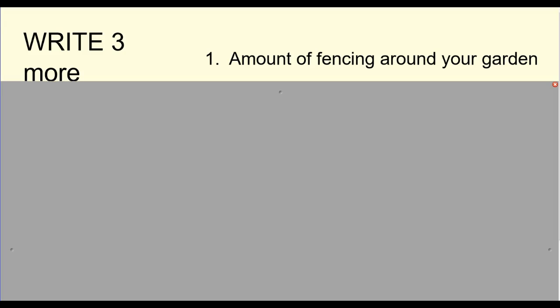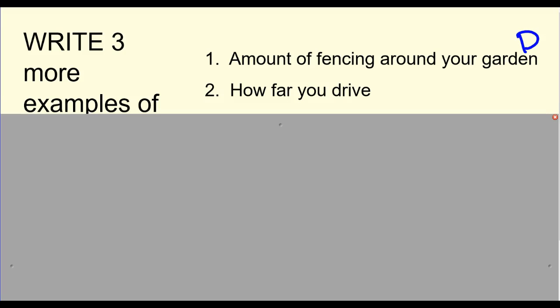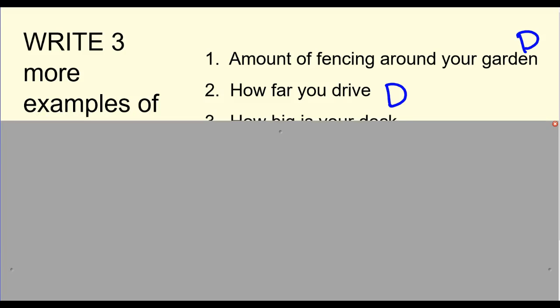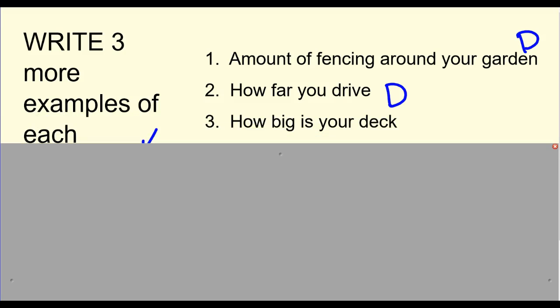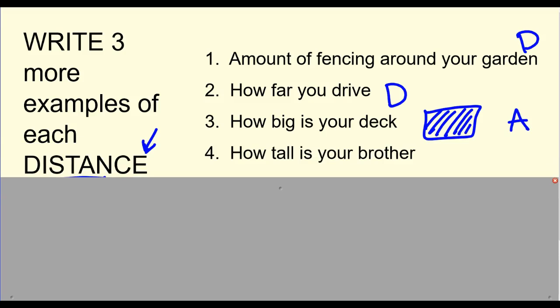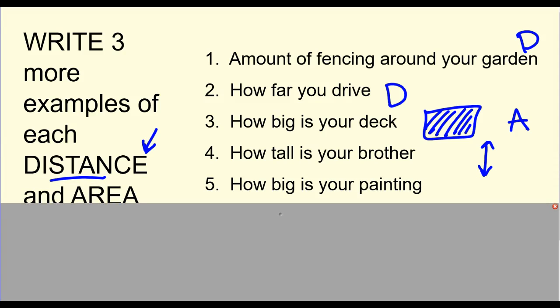So the amount of fencing around a garden, that's going to be a perimeter, which is an example of a distance. How far you drive, I would measure that in a straight line, like miles, kilometers. That's a distance. How big is your deck? I'm talking about the entire space covered up with the deck. That's an area. How tall is your brother? I would measure his height with a yardstick or a meter stick. That's just a length, a distance, sorry.